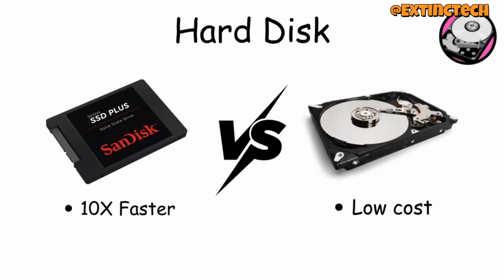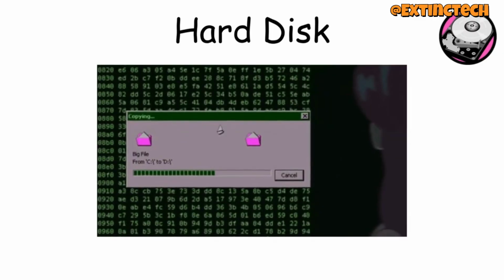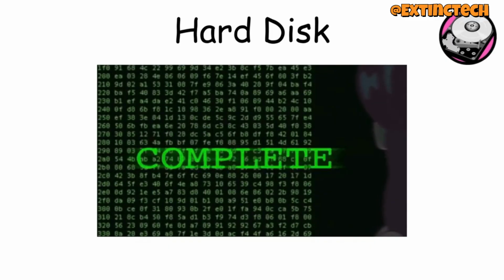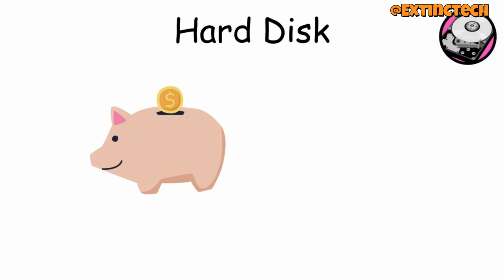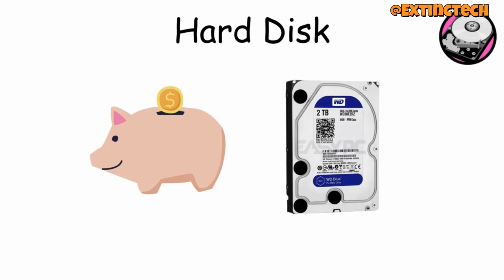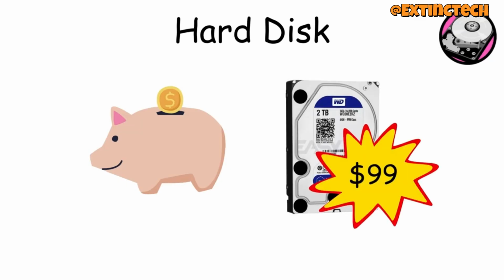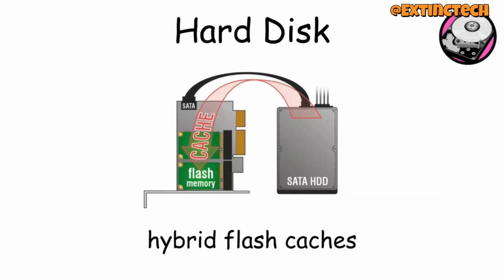While SSDs are now favored for speed, HDDs continue to serve an important role due to their low cost and massive storage potential. They're ideal for archiving large files and backups, especially in systems where speed isn't the top priority. It's one of the least expensive components, with multi-terabyte drives often available for under $100. Some modern models even include hybrid flash caches to boost performance.